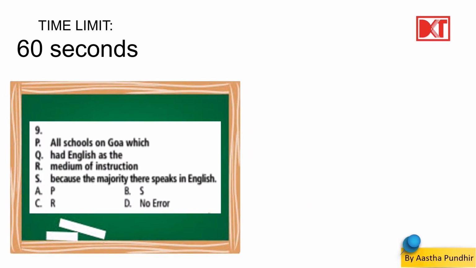Okay, here: all schools on Goa which had English as the medium of instruction, because the majority there speaks in English. Okay, so here the error part seems A. All schools, not on Goa, in Goa it should be. All schools in Goa, and there shouldn't be any which. So all schools in Goa had English as the medium of instruction because the majority there speaks in English, right?